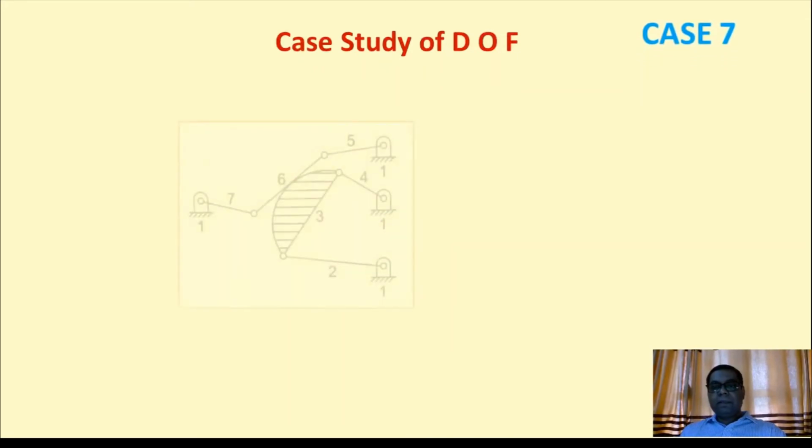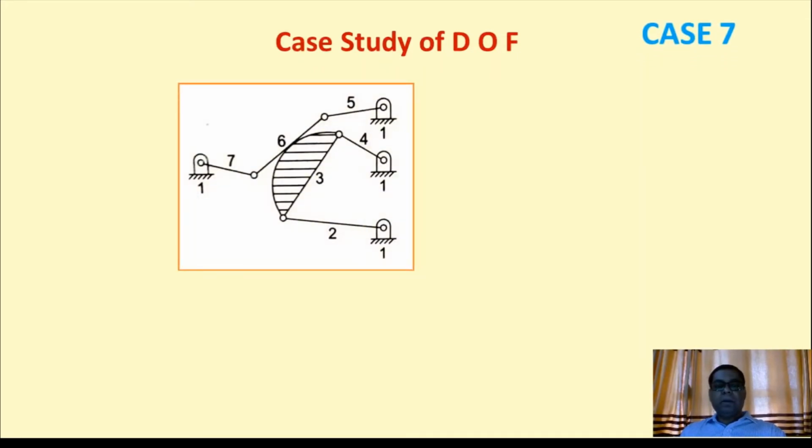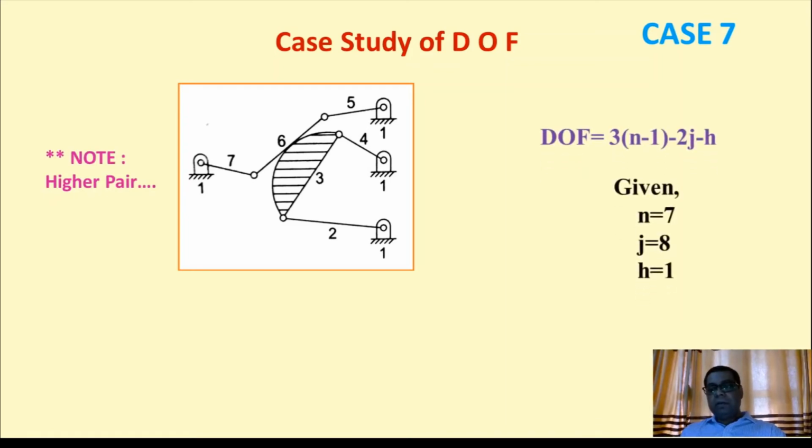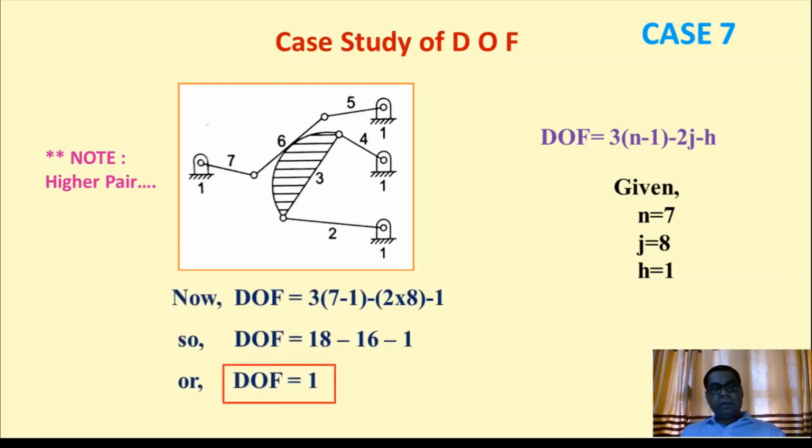In problem number 7, you see that there is also a curved surface which is in contact with a linear surface. So a higher pair is present in this case. So h will be 1 in this situation also. According to Grubler's criteria, we are getting number of binary links equal to 7, then pairs of degree 1 equal to 8, and that is the lower pair, and higher pair equal to 1. Solving this, we are getting the degree of freedom of this system equal to 1.